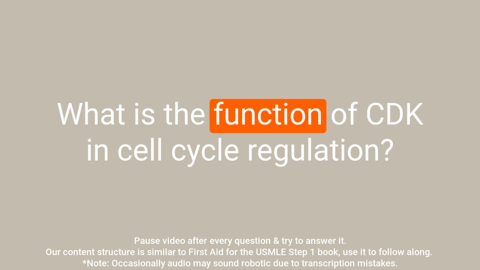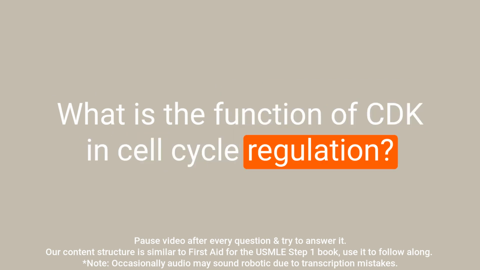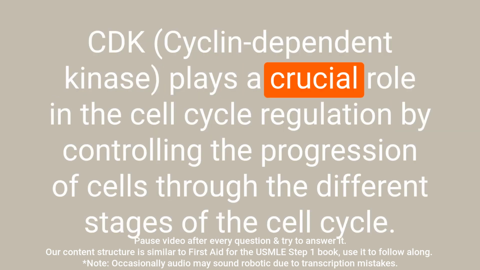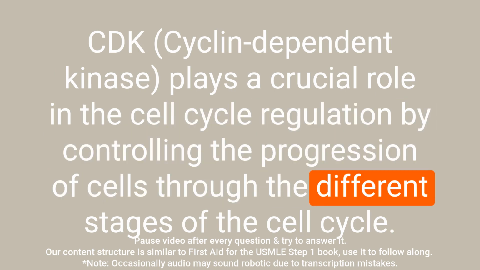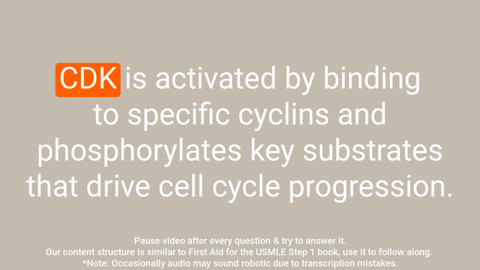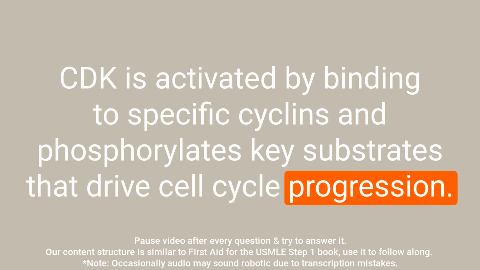Question: What is the function of CDK in cell cycle regulation? Answer: CDK plays a crucial role in the cell cycle regulation by controlling the progression of cells through the different stages of the cell cycle. CDK is activated by binding to specific cyclins and phosphorylates key substrates that drive cell cycle progression.